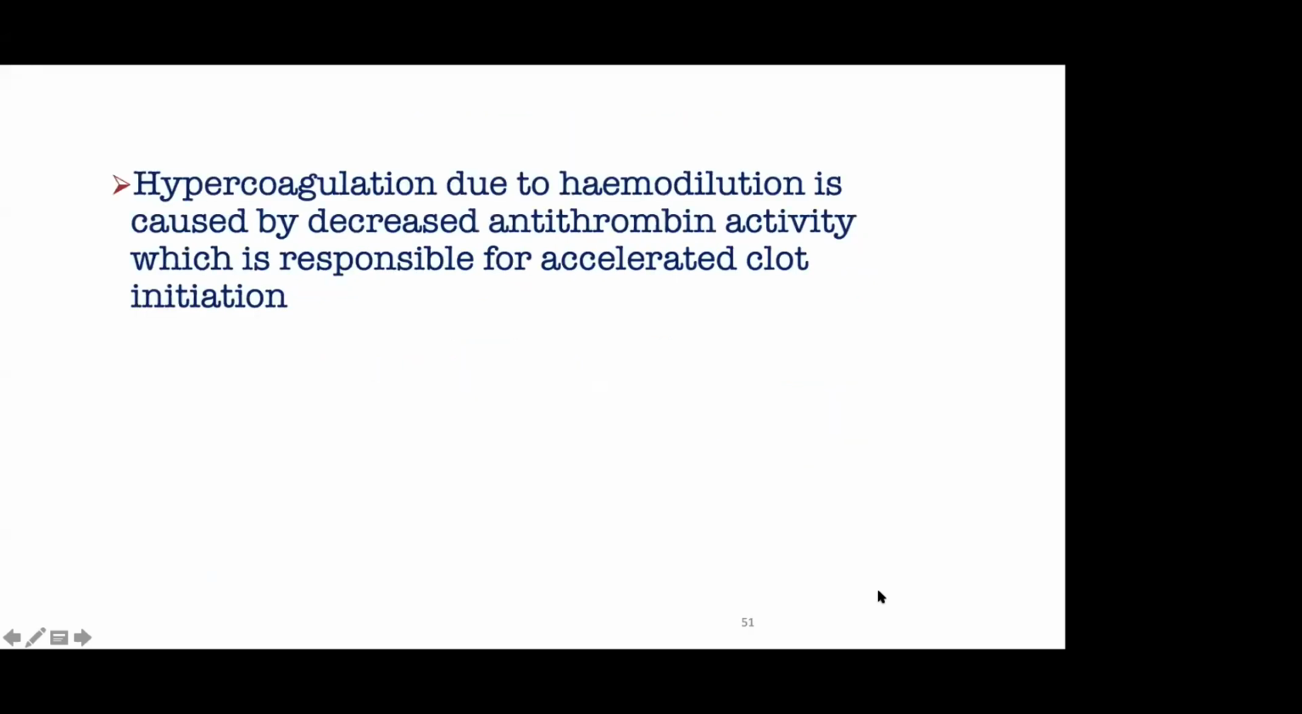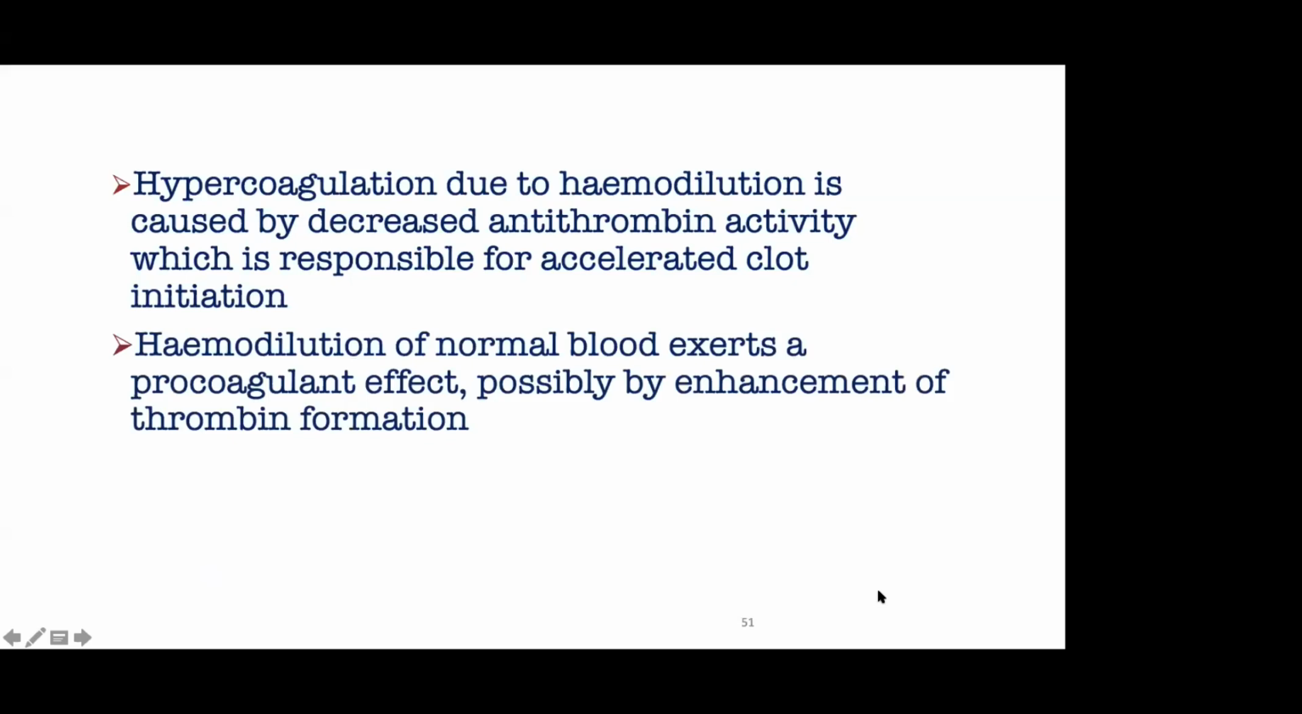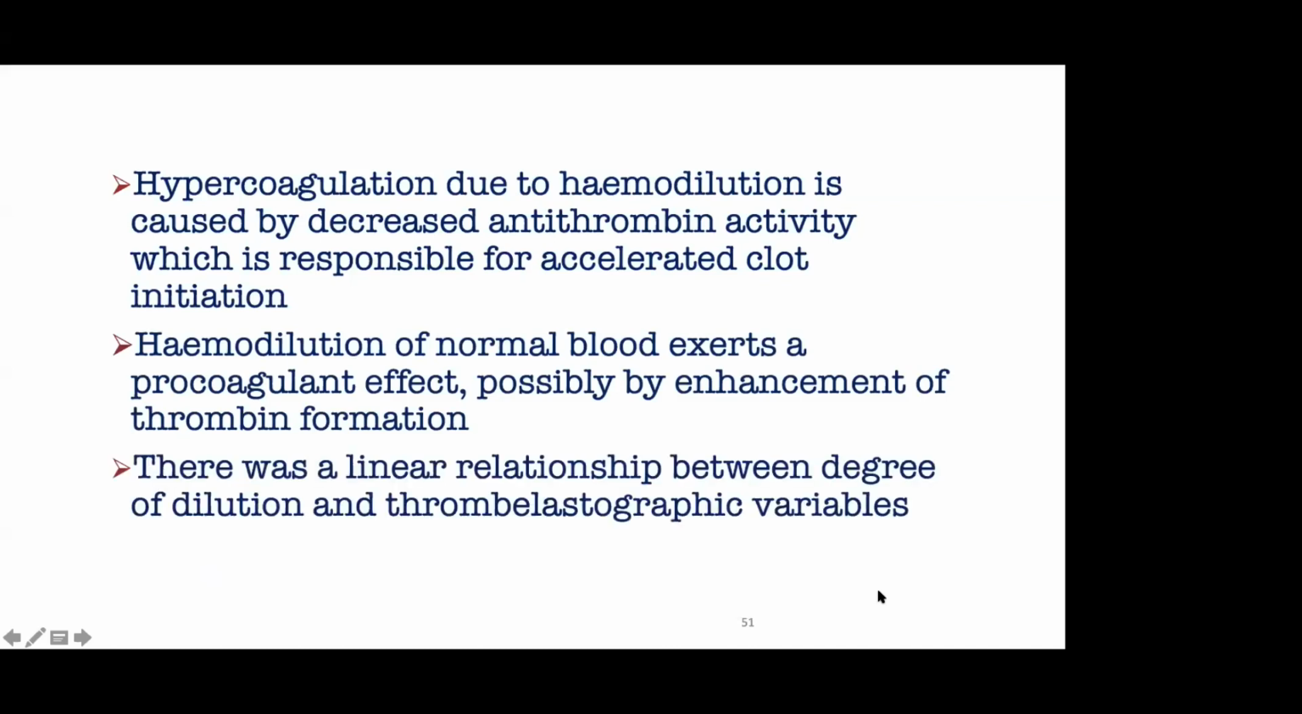Hypercoagulation due to hemodilution is caused by decreased antithrombin activity, which is responsible for accelerated clot initiation. Hemodilution of normal blood exerts a procoagulant effect, possibly by enhancement of thrombin formation. There was a linear relationship between the degree of dilution and thromboelastographic variables.